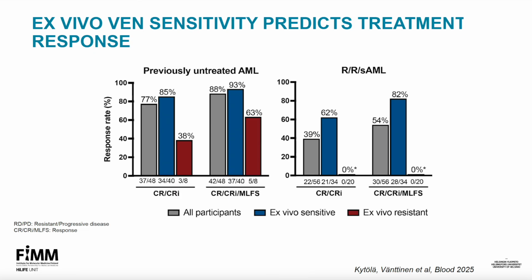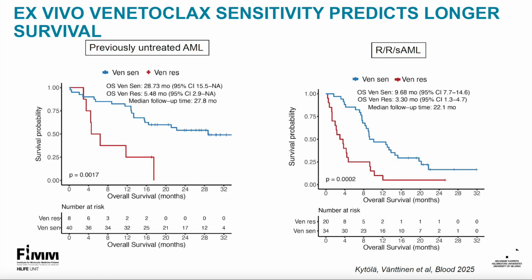predict patient outcome. And also at the same time, we could see that if the ex vivo sensitivity was good, the overall survival of those patients was very good compared to those patients whose cells were ex vivo resistant. And this was the case for both previously untreated or newly diagnosed AML, as well as relapsed and refractory or secondary AML.